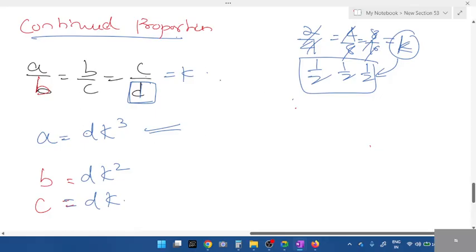Okay. Take down. Write this continued proportion. A is equal to dk cube. B is equal to dk square. And C is dk. That's it. Last is, I'll tell you where we use this. A is equal to dk cube and all this concept.